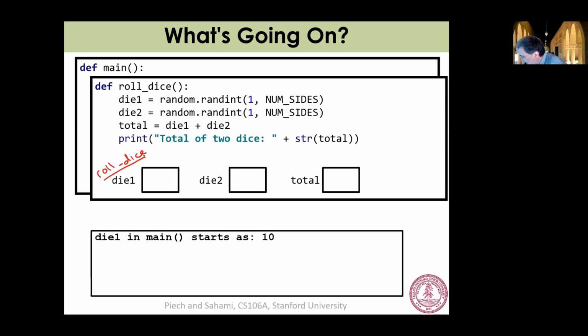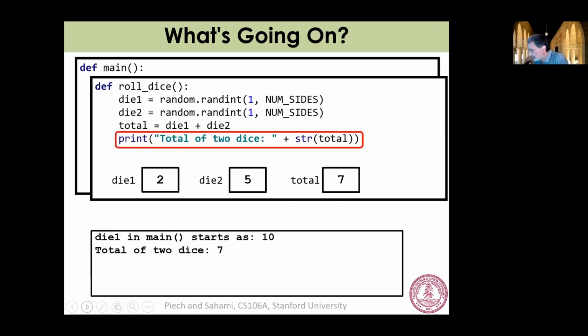So when I say, okay, what's the first line? Die1 equals give me a random integer between 1 and num sides. Num sides I know is 6. So what I get is a random number between 1 and 6. I happen to get a 2 in this case, and that's what I store in die1. Then I say for die2, give me a random integer between 1 and 6. I get a 5. Add their total, or create the total, that's 7, and then print that out on the screen. So this prints on the terminal, the total of the 2 dice is 7.